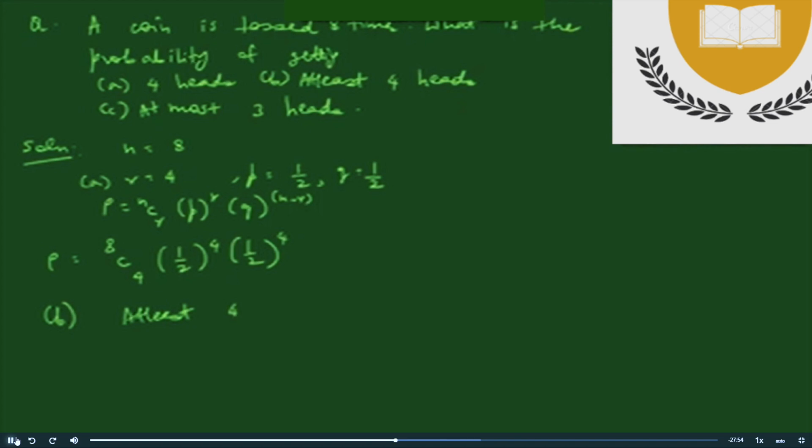At least 4 heads means you will have to have at least a minimum of 4. So R is going to be greater than or equal to 4. What are the options here? Possibilities: it's tossed 8 times, so R can be 4, 5, 6, 7 and 8. These are the options. And P is 1 by 2, Q is 1 by 2. Okay, so these are the options.